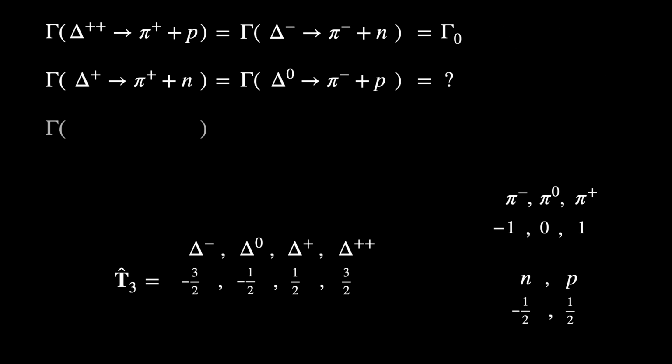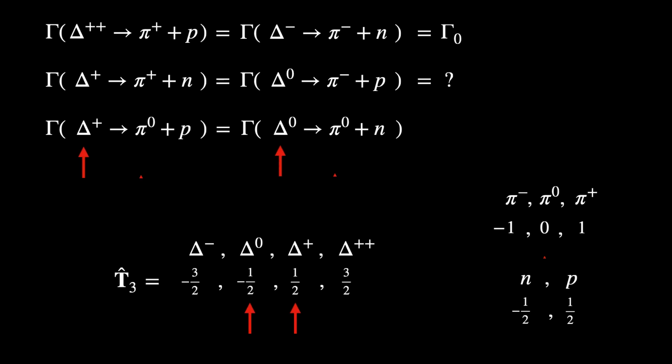Another way for delta plus to decay is into a neutral pion and a proton. This is equal to the rate of the inverted process. Note that we are using the word inverted quite loosely, and this is in no way related to the inversions or parity transformations, which we shall discuss later in this chapter. What we have here is really the 180 degrees isospin rotation. Now let's calculate the rate for this second set of processes.